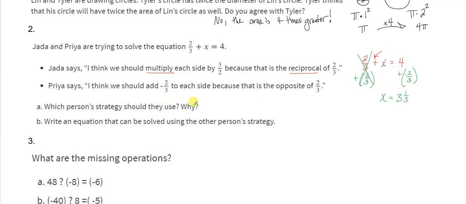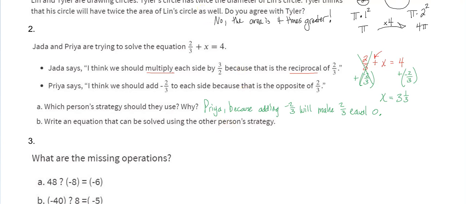Which person's strategy should we use? Priya, because adding negative 2/3 will make 2/3 equal 0. That's why we want to do that. Multiplying it by 3/2 would not do that. It would make it equal 1, and we wouldn't have x by itself. Write an equation that can be solved using the other person's strategy.